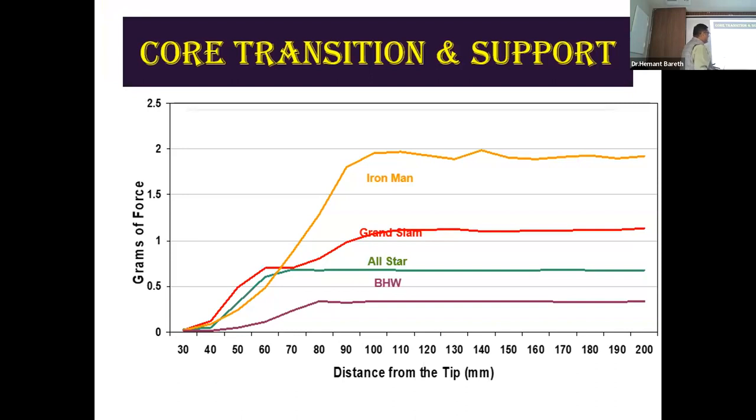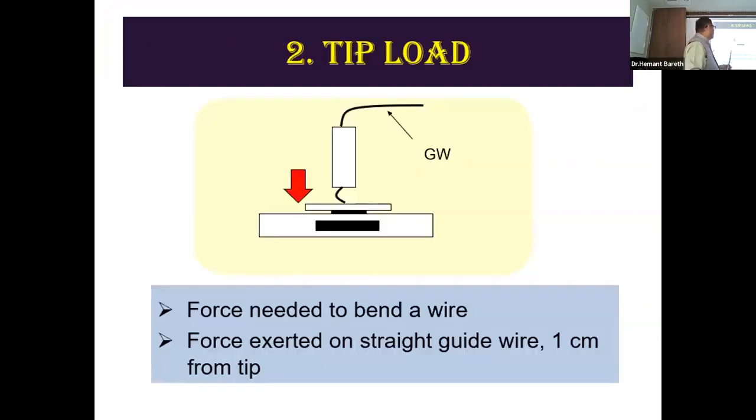So this is just some examples. Balanced heavyweight has about 15 gram. Then there is something called the All-Star wire, which many people use regularly if you have to do calcific lesions or other kinds of lesions, which is about 20, and then Grand Slam is 25, and Ironman is around 50. This is a different thing, but these are the things.